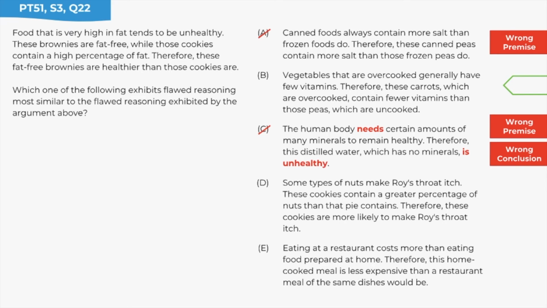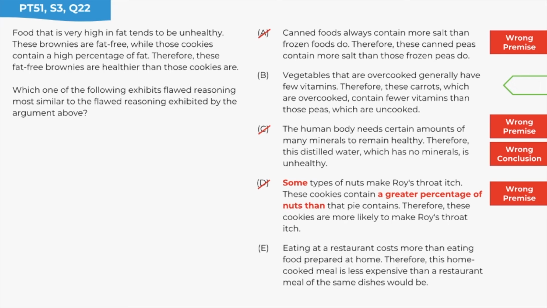So there's a relative relationship in answer choice D in the conclusion, so that's not bad. But the premises are way off, and so we can get rid of D for having the wrong premise. And then answer choice E, eating at a restaurant costs more than eating food prepared at home. That's a relative relationship. That's different than what we had in the stimulus.